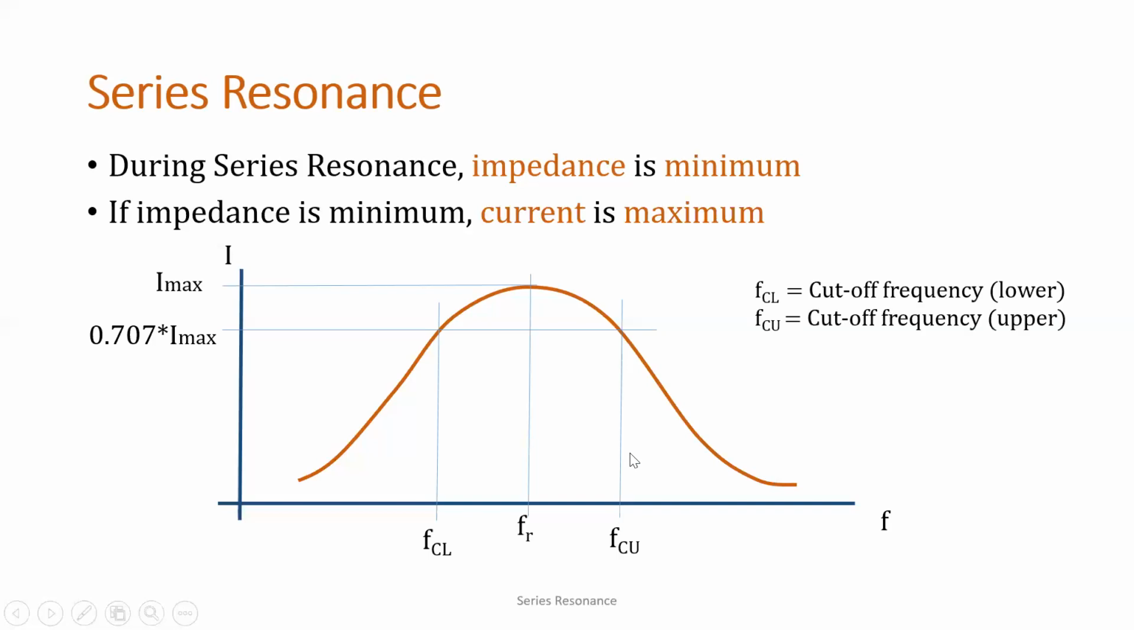One is the lower cutoff frequency. The other one is the upper cutoff frequency. If we are talking about current or voltage, look for 70.7% of the peak. If you're talking about power, it should be 50% of the maximum. Next, this one is called the bandwidth.